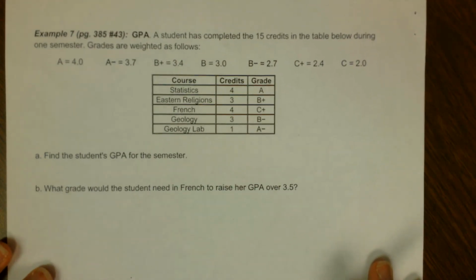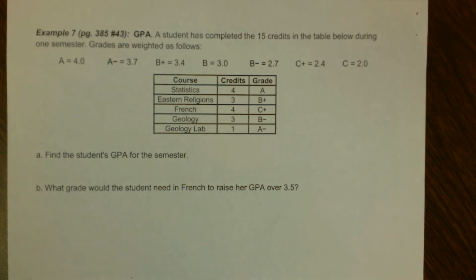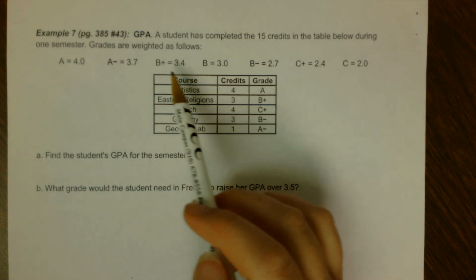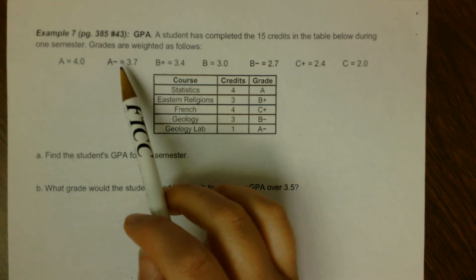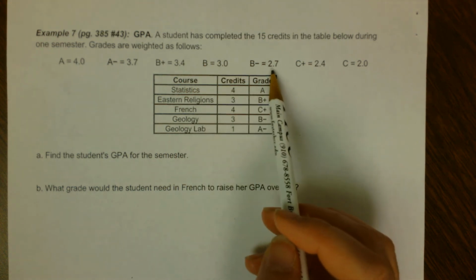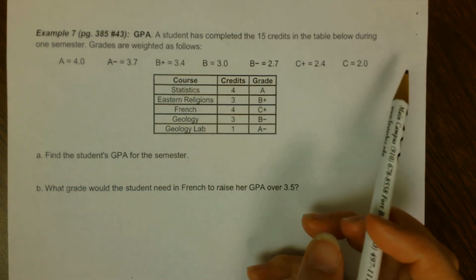Okay, last example is another GPA problem. So a student has completed the 15 credits in the table below during one semester. Grades are weighted as follows. In this case, the pluses and minuses will make a difference. So an A is 4, A minus is 3.7, B plus is 3.4, B is 3, B minus is 2.7, C plus is 2.4, and C is 2.